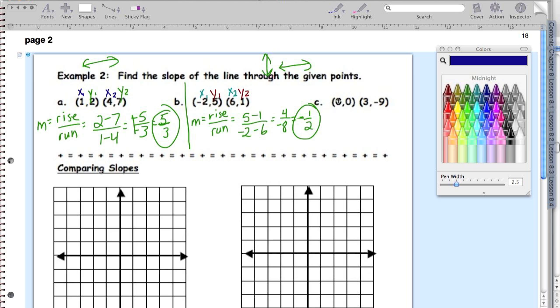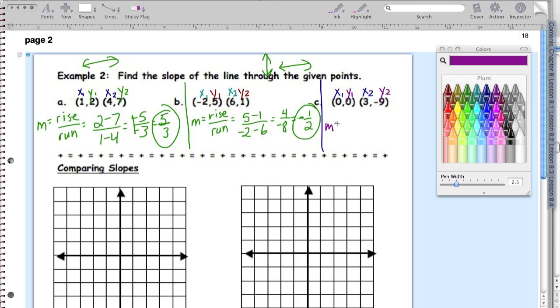It's not too bad. Let's try letter C. I'm going to label x1, x2. Now you don't have to label every single one of them, but it's going to help you. If you get stuck and you get them confused, it might be easy just to reference, oh, those are my x's, those are my y's.